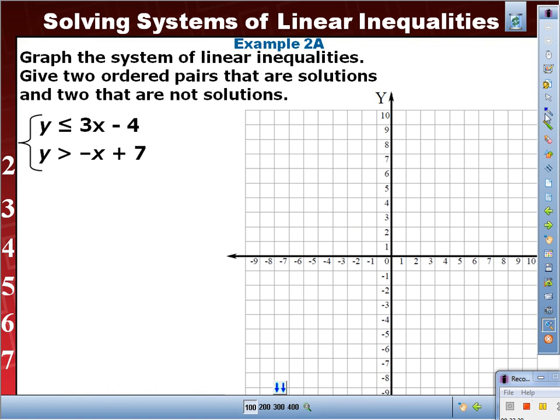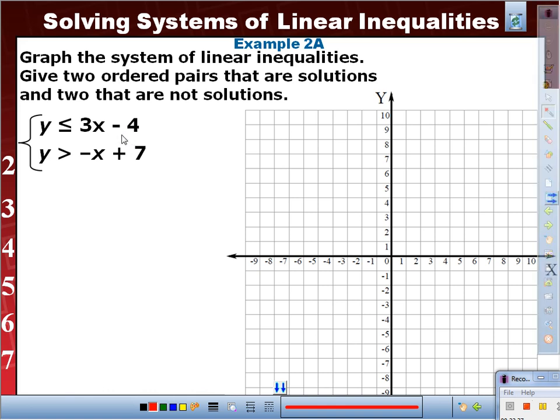I'm going to do the top one in red and the bottom one in blue. So I'm going to start with red. Where do we start, everyone? Negative 4. Plot your point. What else do I need? The slope. So the slope is 3 up, 1 to the right. 3 up, 1 to the right.